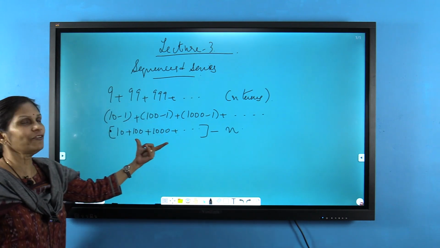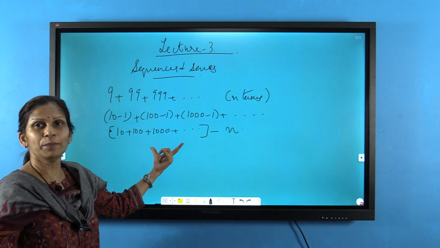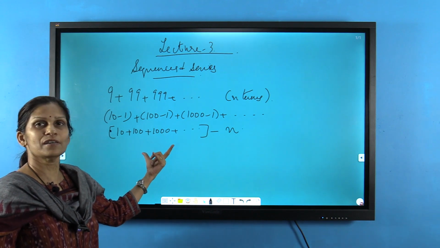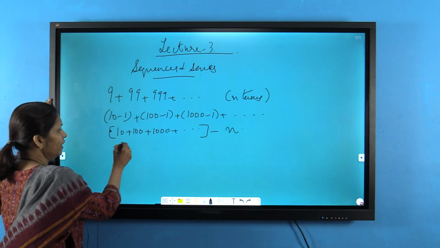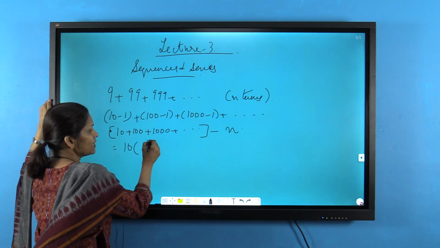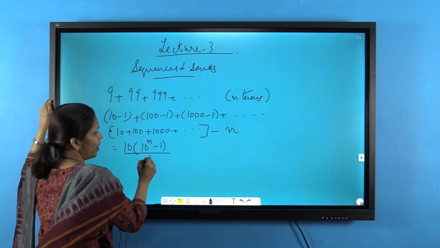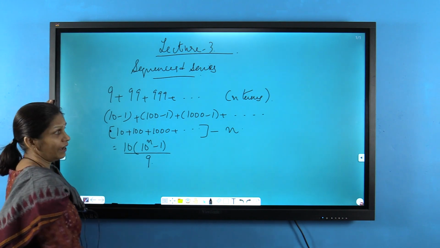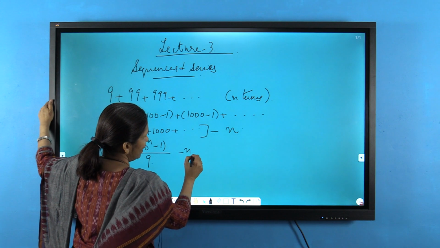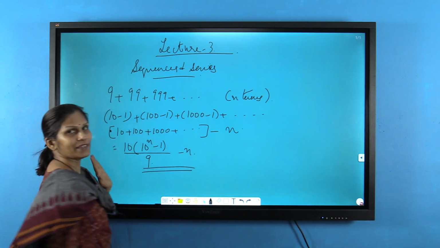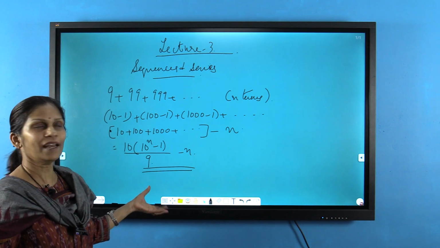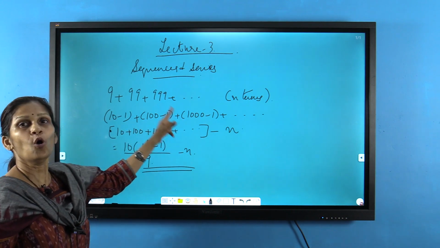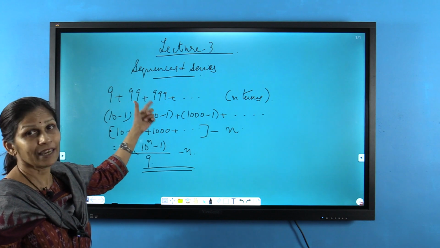Okay. So, look at the first bracket. Isn't this a GP in which the first term is 10 and the common ratio is also 10? So, what is its sum? It is 10 into 10 raised to n minus 1 by 10 minus 1, that is 9, minus n. This is your required sum to n terms. Okay. So, you should understand that this will help you only if you have 9s.